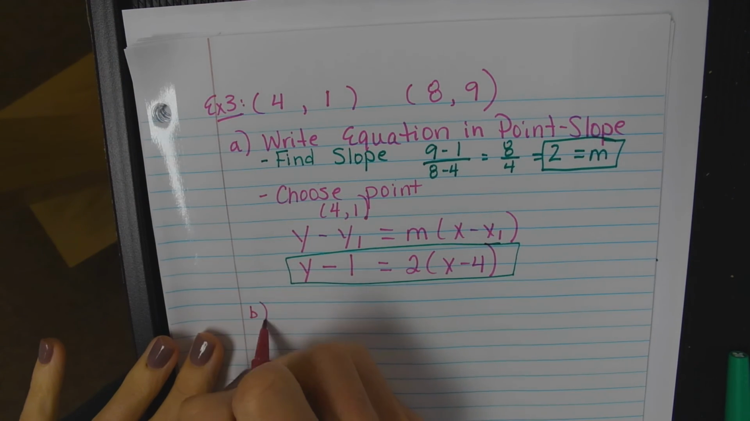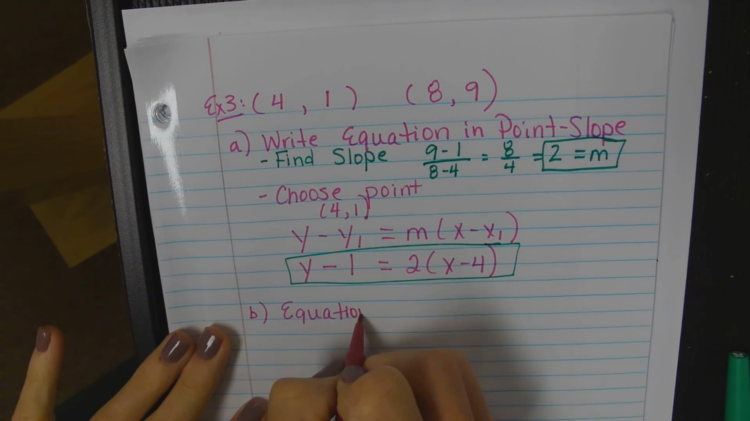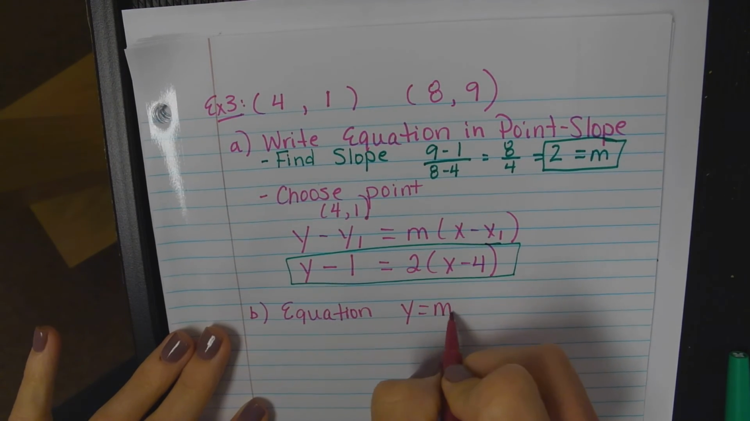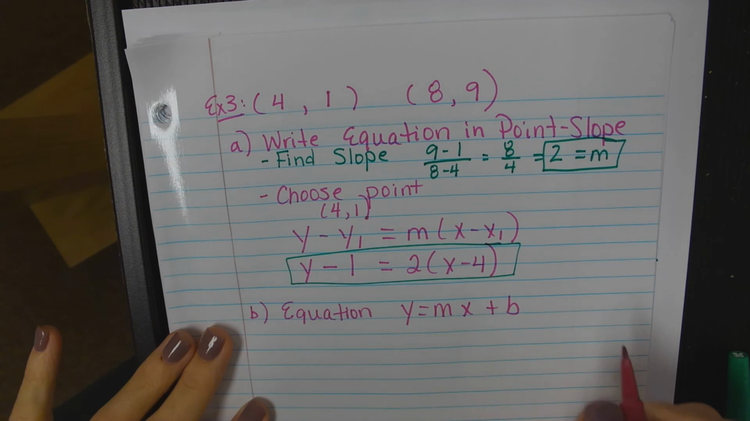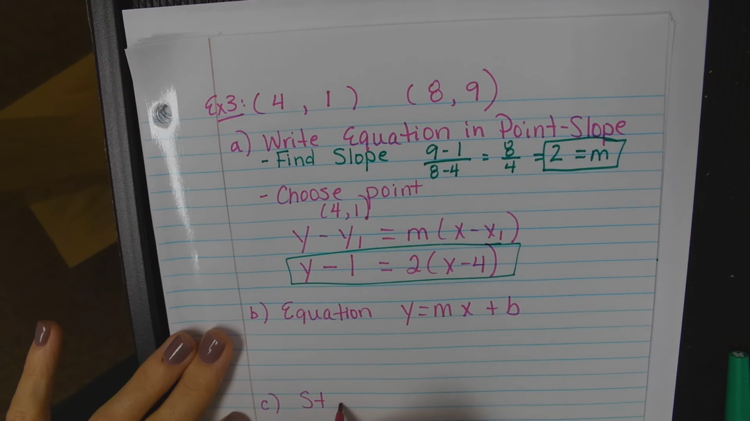B would be y equals mx plus b. And C would be standard form.